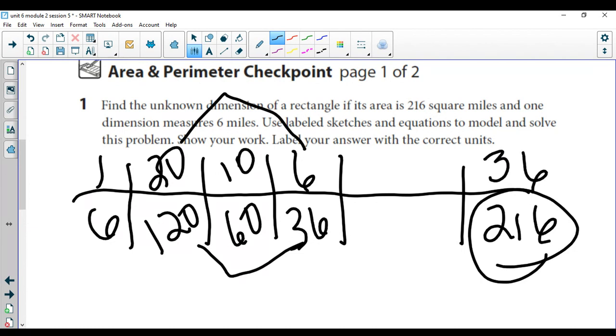Let me double check that. Now, you guys, you could get to it however you want. Some of you may have started with 30. But that's one way you could have gotten it. The ratio table, beautiful, efficient way to get there. Okay, now let's erase. And I want to show you a different way you could get there.